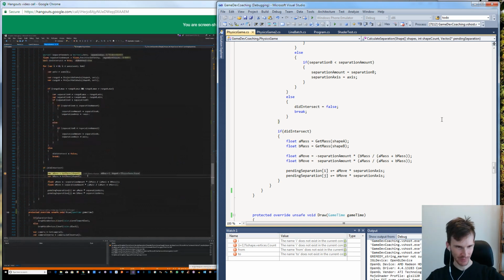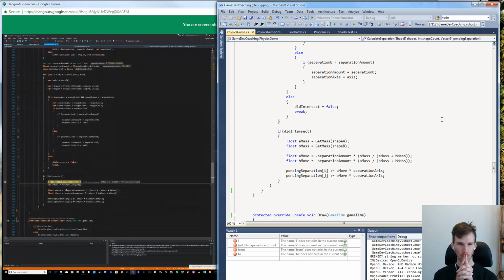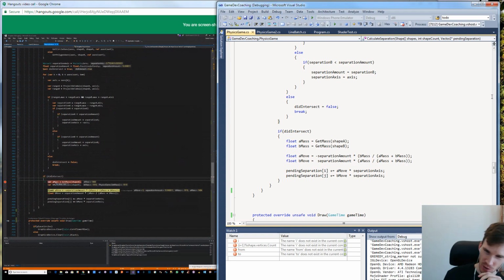All right, so clearly we intersect, get the mass of A and B. Looking at the mass values for funsies. That's a smart thing to do. Like, B has a negative.